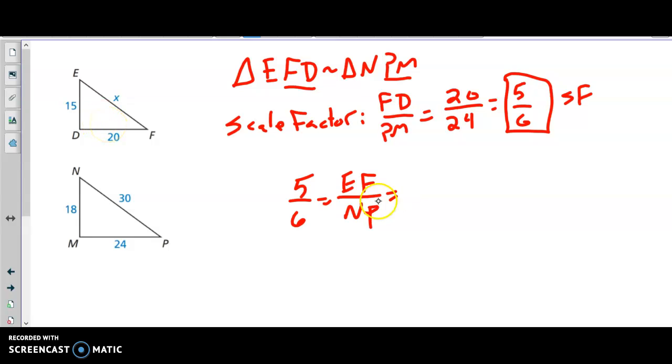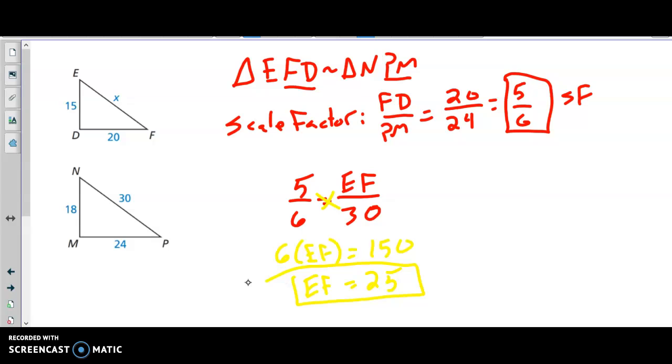And now I can put in here that NP is equal to 30. 5 over 6 equals EF over 30, this is in my ratio, so now we'll cross multiply. I can come in here and say 6EF equals 150, giving EF equals 25. So that is how we solve for missing side lengths in similar triangles.